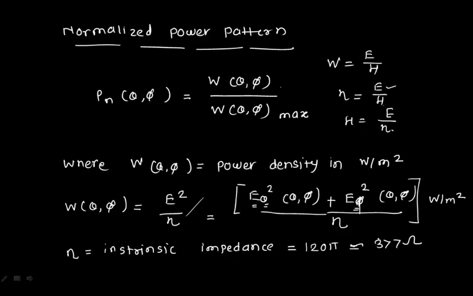So if you know the electric field intensity, and in addition if you know the magnetic field intensity, you can also find out this particular power density. Whenever you are normalizing this power density, whatever plot you get is nothing but the normalized power pattern. So how are you going to draw this normalized power pattern?